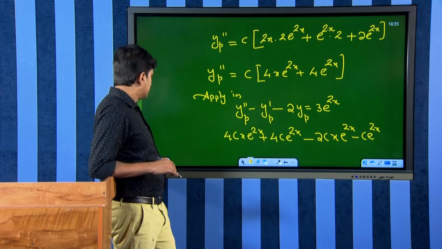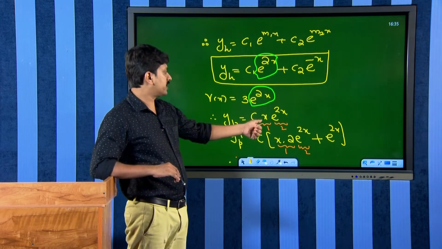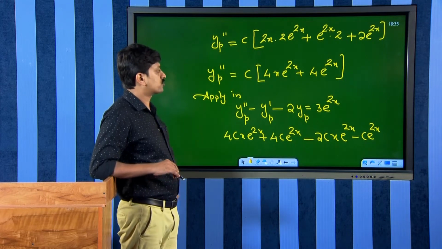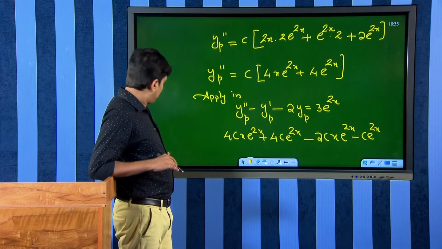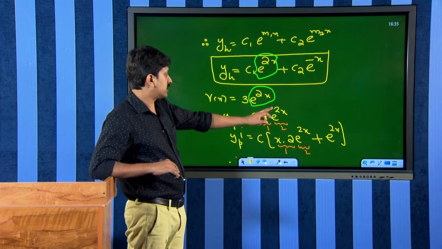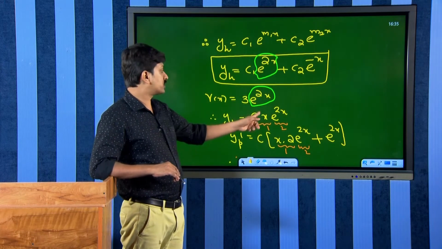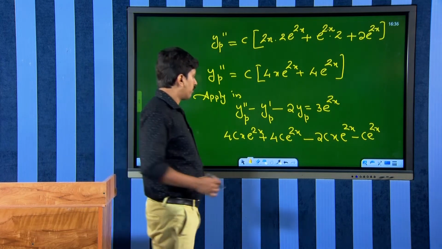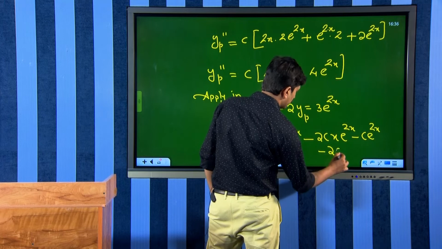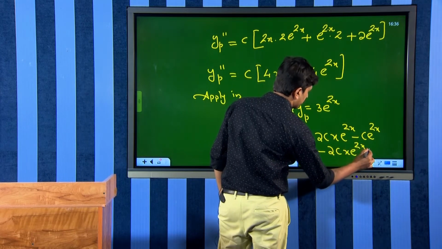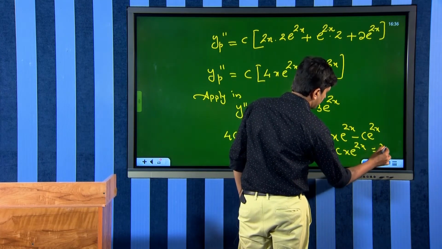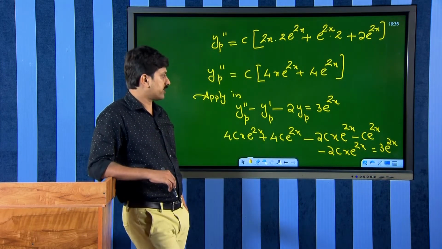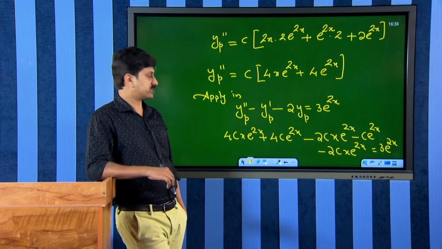Actually we have yp is equal to c x e raised to 2x. So, finally minus 2 yp is minus 2 c x e raised to 2x. Okay, fine. This is equal to 3 e raised to 2x.